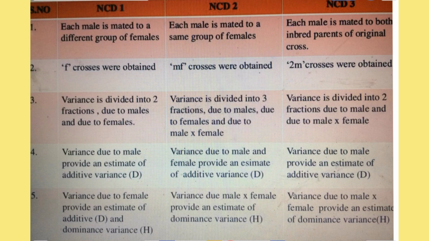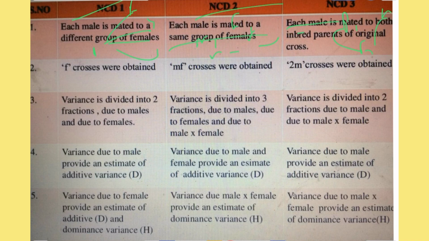Now here is the overall comparison of all the three NCD designs. In NCD1, each male is mated to a different group of females. Each male is mated with different females, F1, F2, F3. In NCD2, each male is mated to the same group of females, M1, F1, M2, F2. In NCD3, each male is mated with the inbred parents of the original cross, obviously F2, the backcross with P1 and P2.